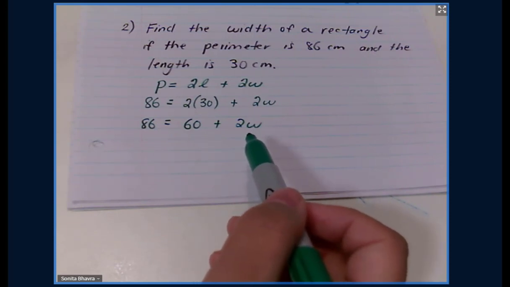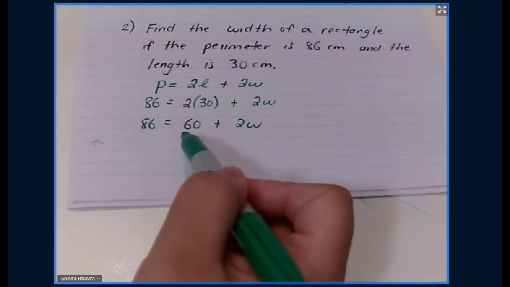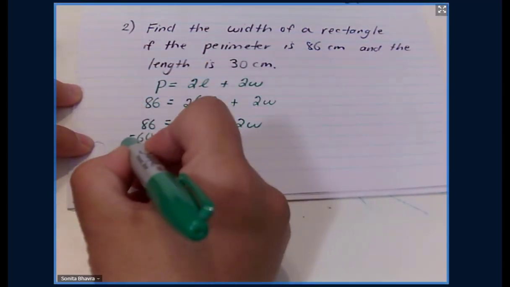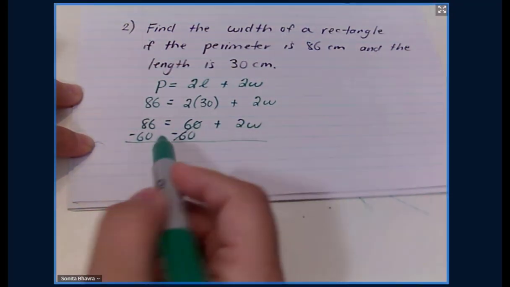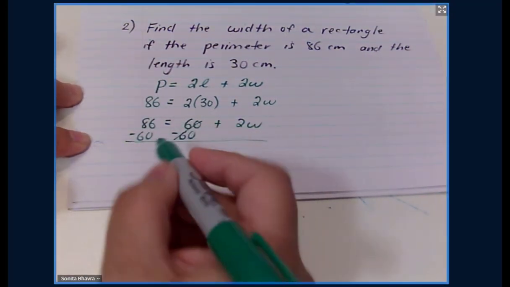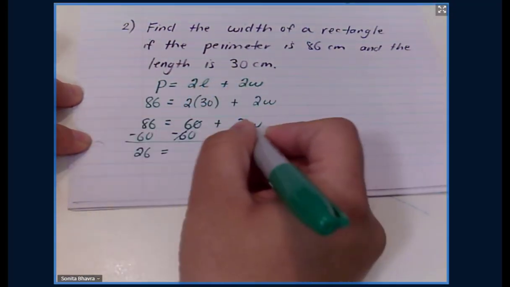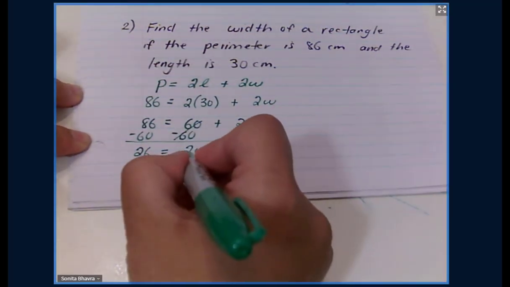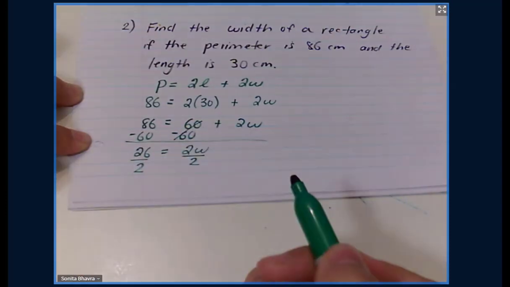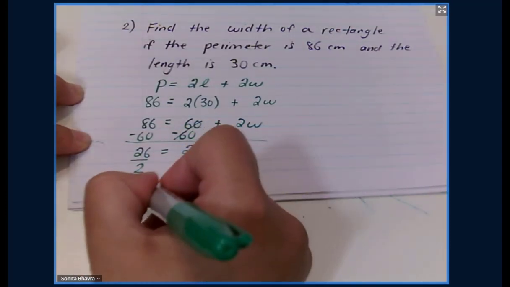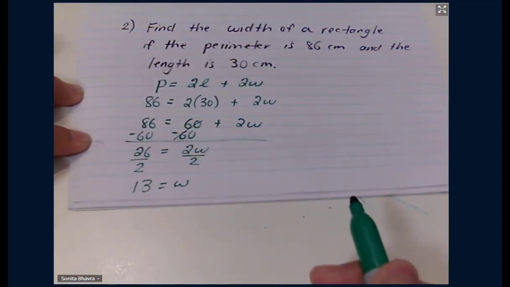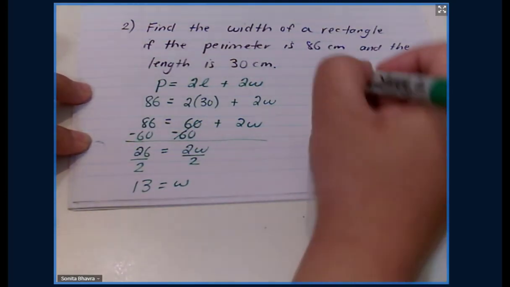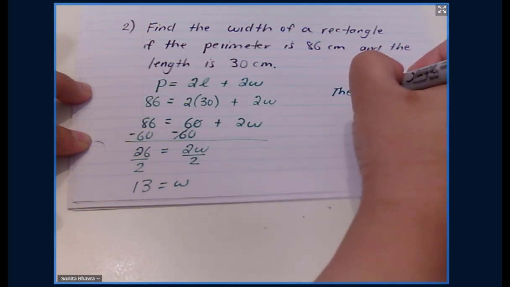So we're going to isolate W. I'm going to subtract 60, just subtracting 60 on both sides. 86 minus 60 gives me 26 is equal to 2W. Last step here, we're just going to divide by 2 on both sides, which gives me 13. It's equal to W. All right, so lastly, just write your statement there that the width is 13 centimeters.